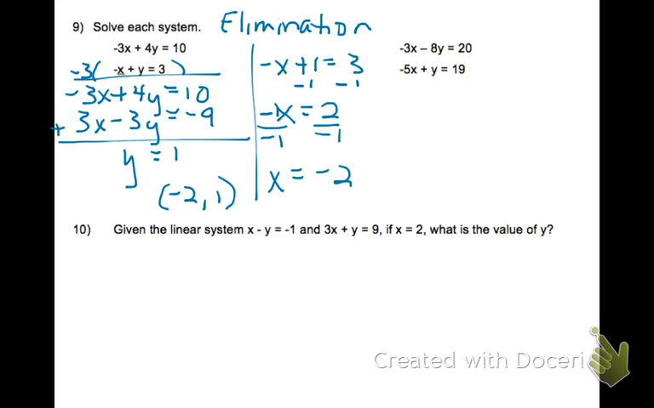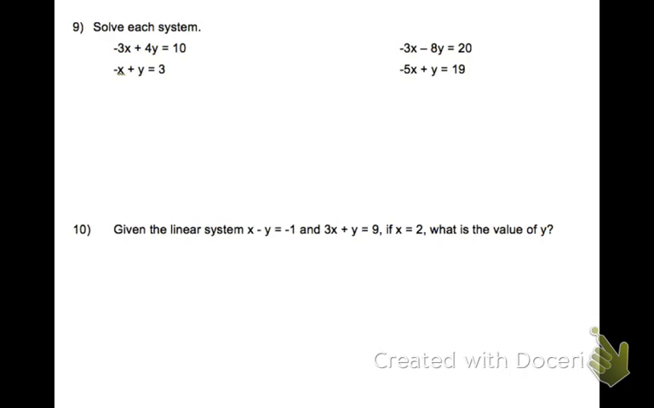Now let's look at the second system. Let's eliminate. And I look at my x's, 3 and 5. I'd have to multiply both equations by something to get opposite values. But with my y's, I notice that if I multiply the second equation by positive 8, that would give me 8y, which would be opposite from -8y in the first equation. So that's what I'll do.